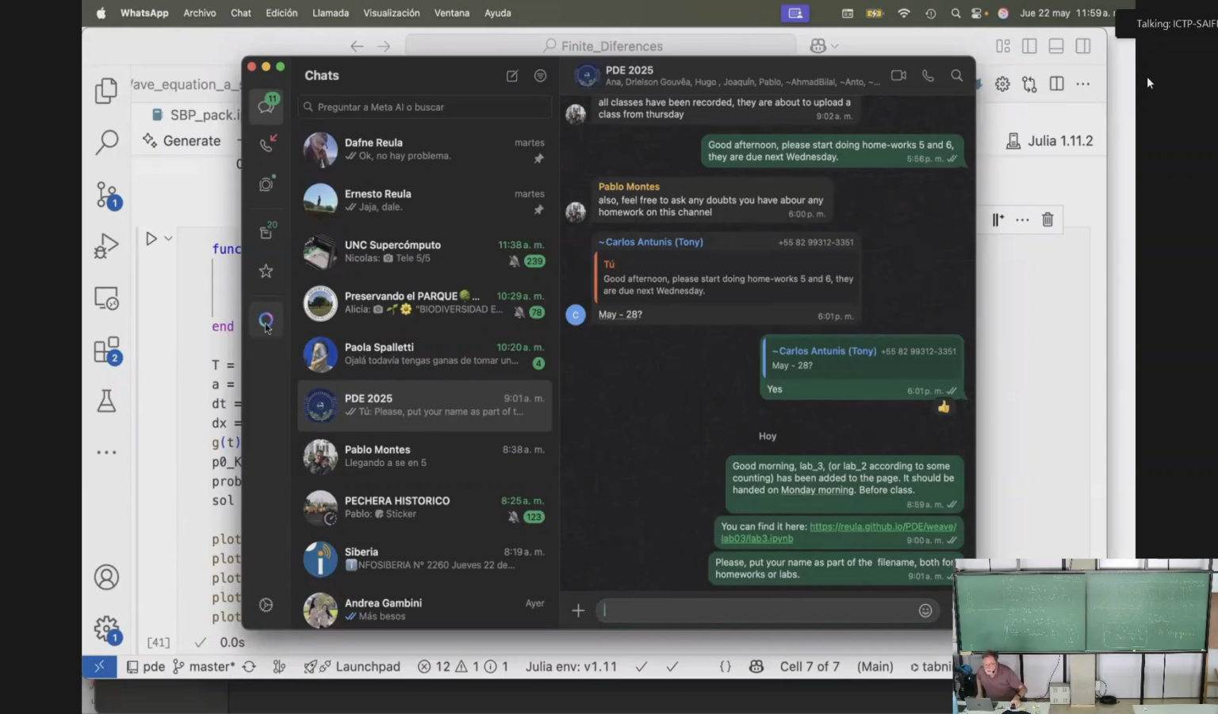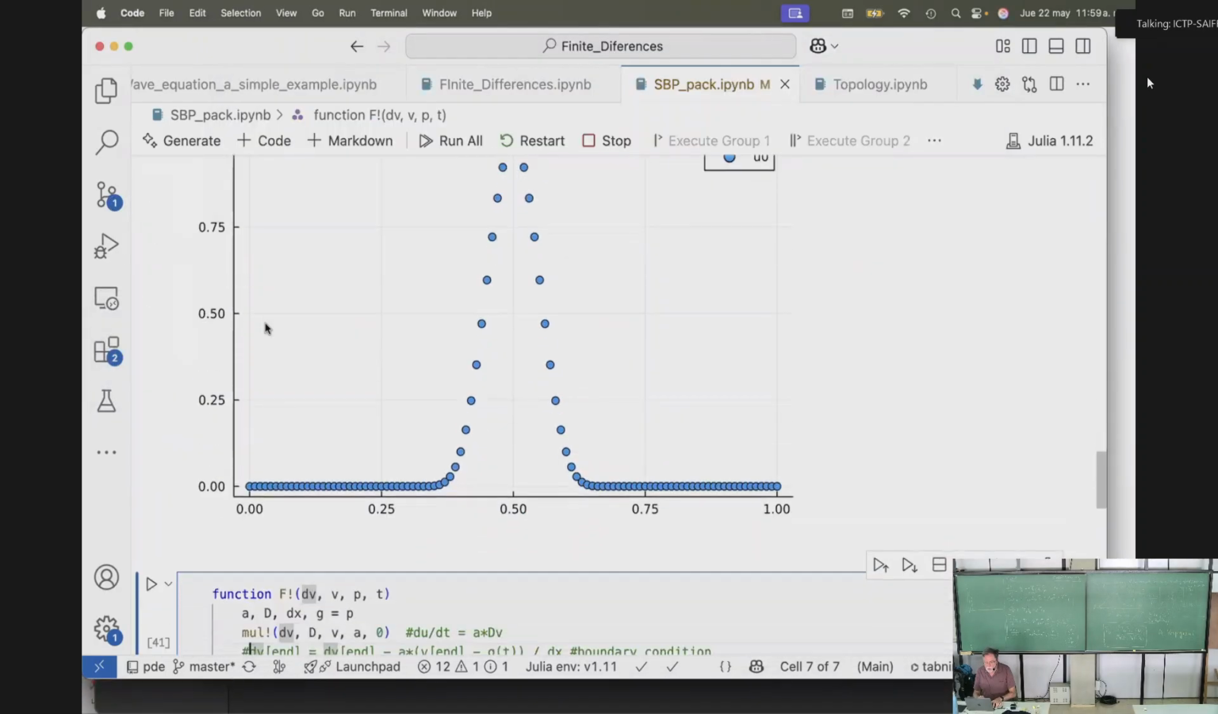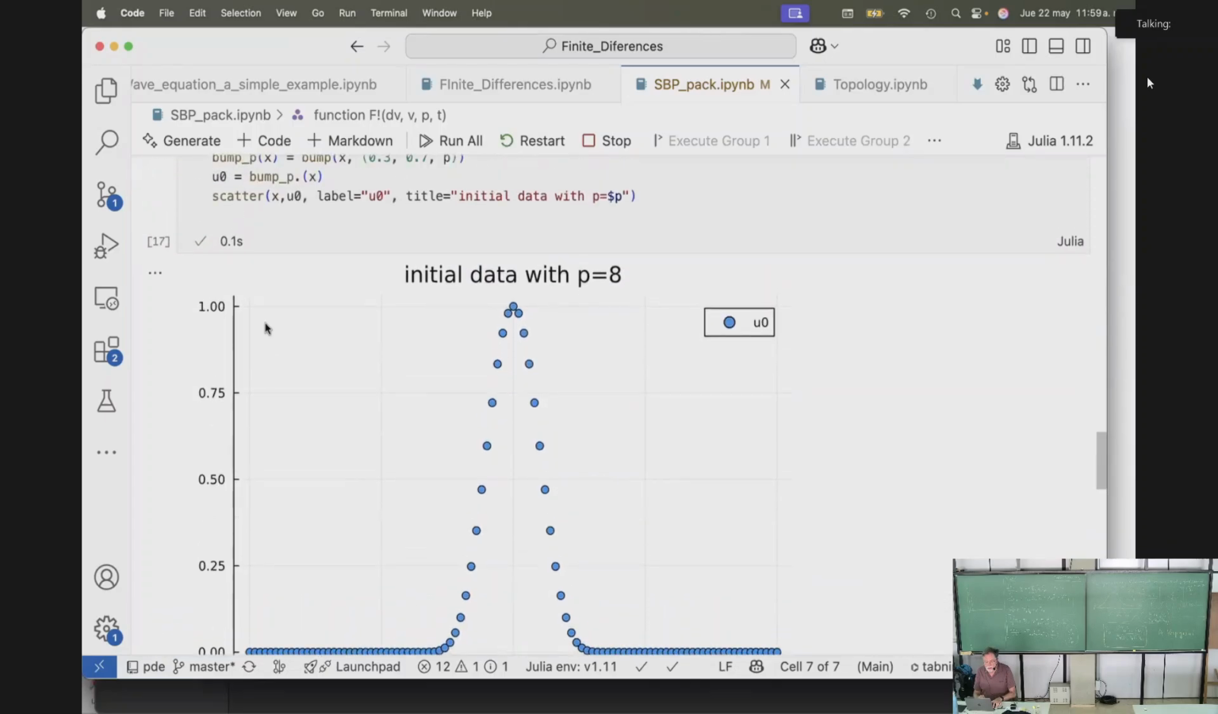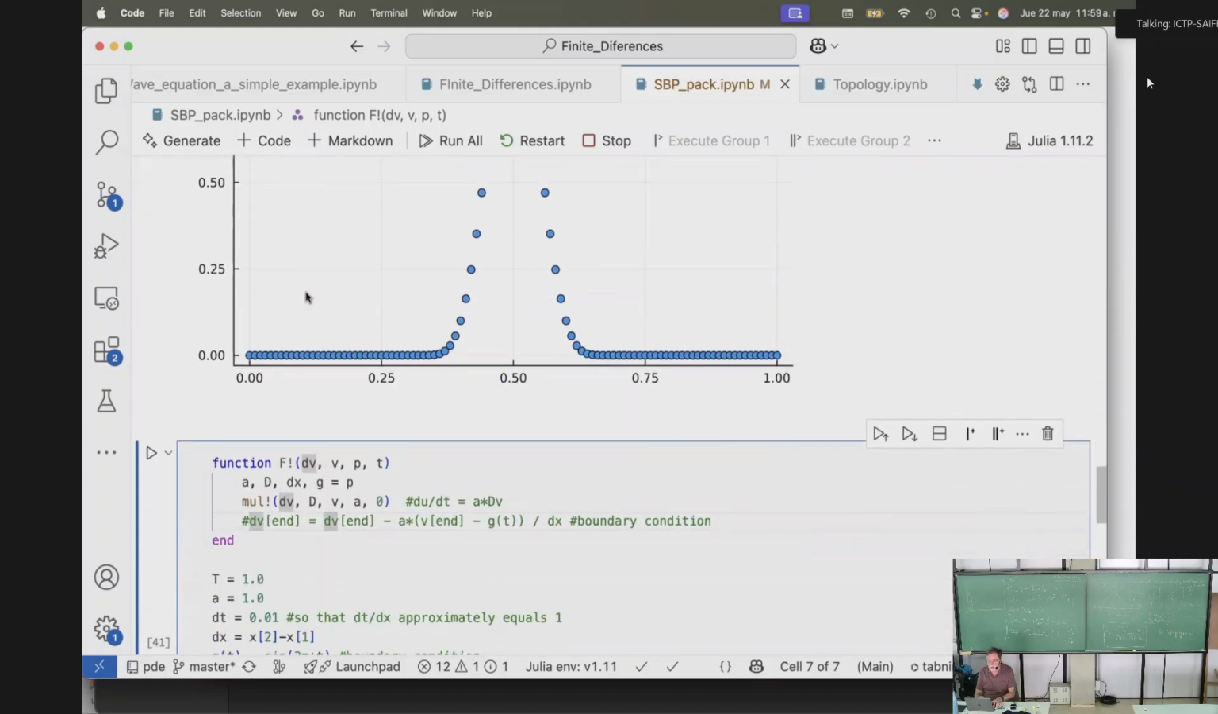Okay, let's continue. I got all the things together now to continue. So let me show you. We had the initial data. There was a problem here in that u naught was defined as a function. So now I define the function with the name of bump as we had before, and now u0 is a set of numbers, a vector.